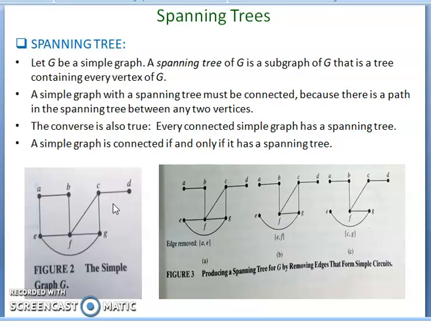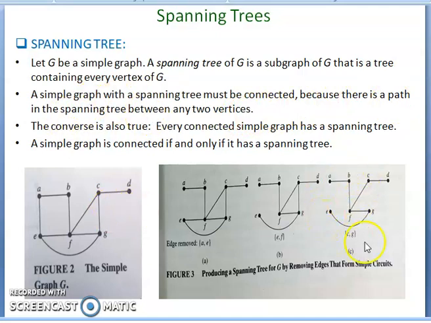So if this is the graph G, the spanning tree is a subgraph of this one that must be a tree, and it must contain each and every vertex. It is a tree, which means there is no circuit, and a simple graph with a spanning tree must be connected, because there is a path in the spanning tree between any two vertices.